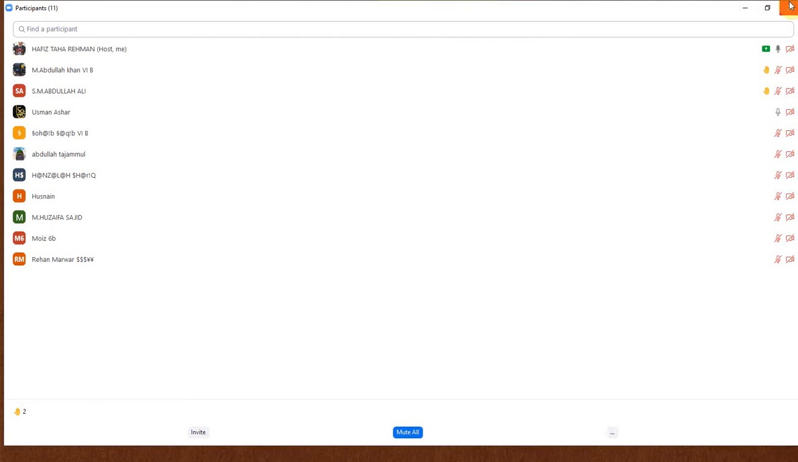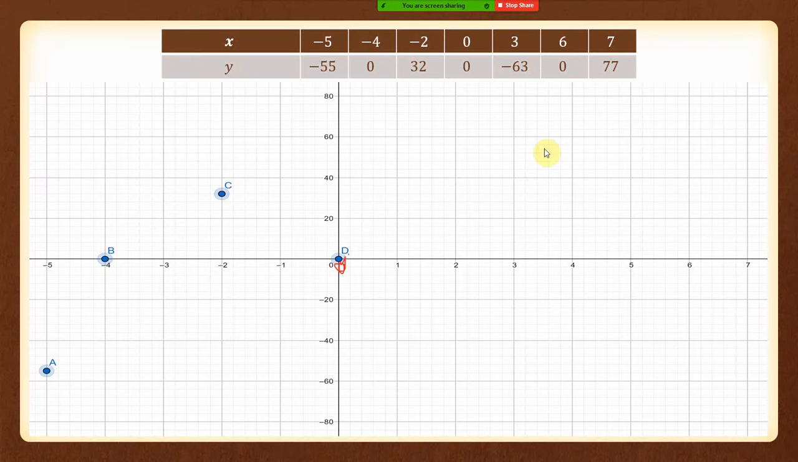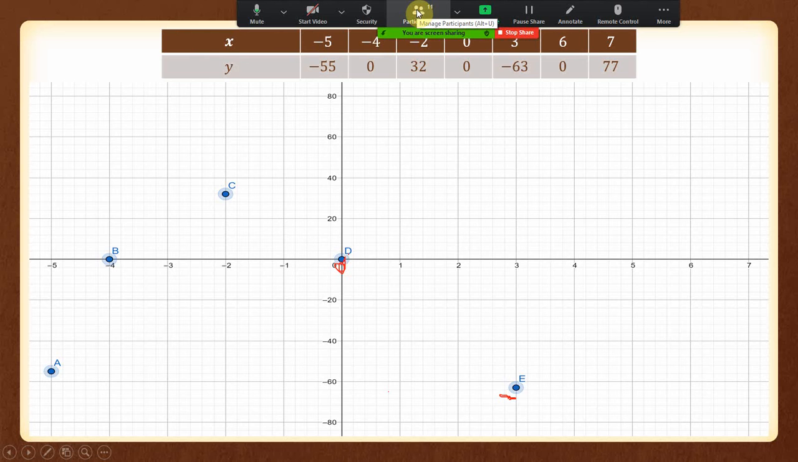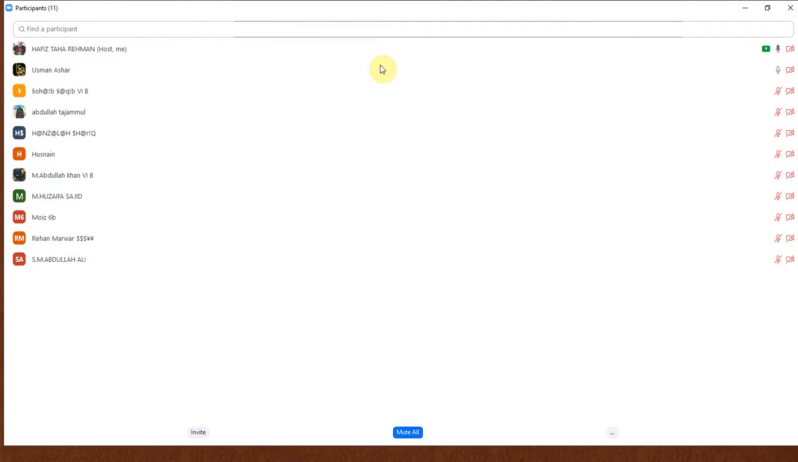Muhammad Abdullah Khan, unmute yourself. Yes, sir. Now you have to plot the values. The values for you are 3, minus 63. 3, minus 63. Very good, Muhammad Abdullah. Very good. Got it perfectly. Now, who else? Who is going to volunteer? No, Asam, you are not. You have already done it.